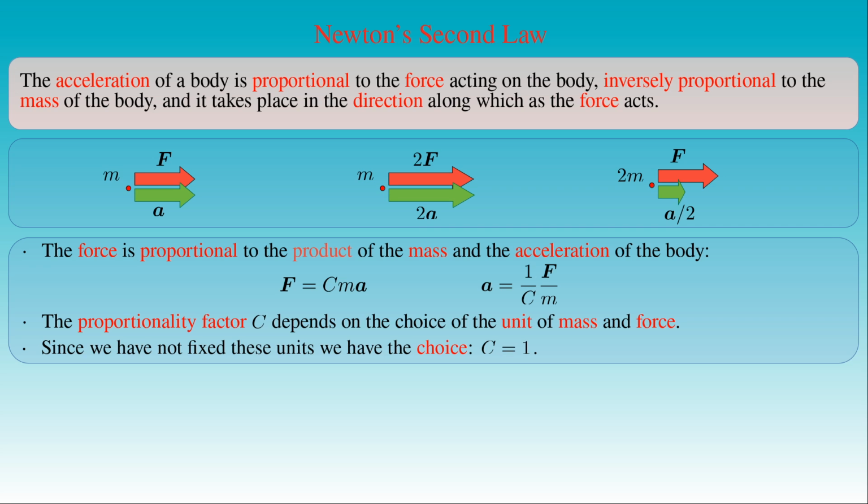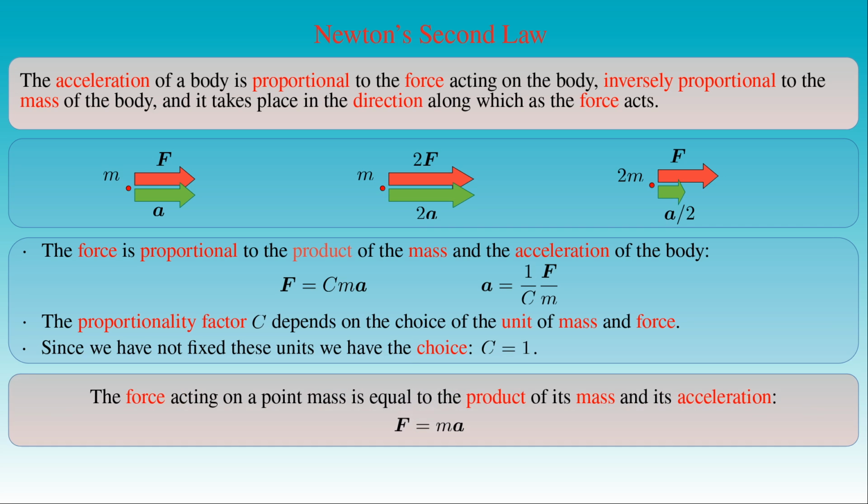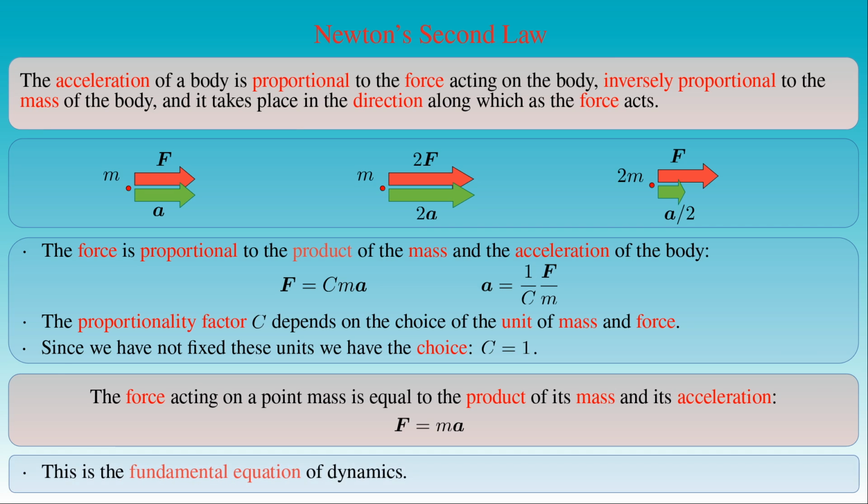Then, Newton's second law states that the force acting on a point mass is equal to the product of the mass and the acceleration of the point mass, that is, the force F is equal to the mass m times the acceleration a. We call this equation the fundamental equation of dynamics. We have seen that force introduced in the second law of motion has both magnitude and direction. Therefore, we represented forces with vectors, where the length of the vector gives the amount of the force acting on a body, and its direction points to the direction of the acceleration of the body produced by the force.